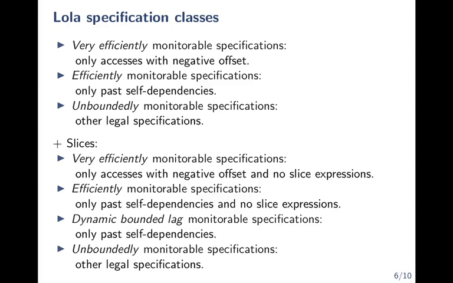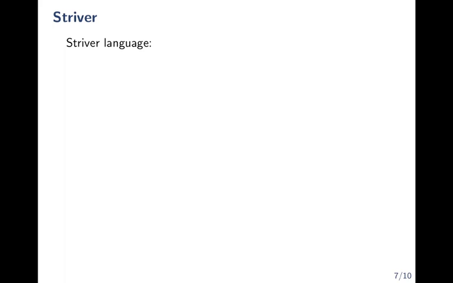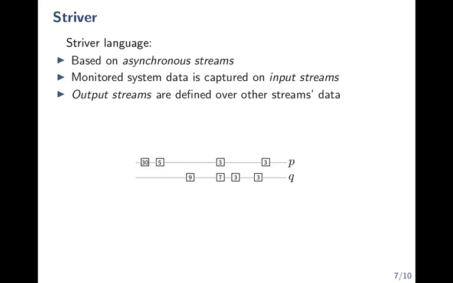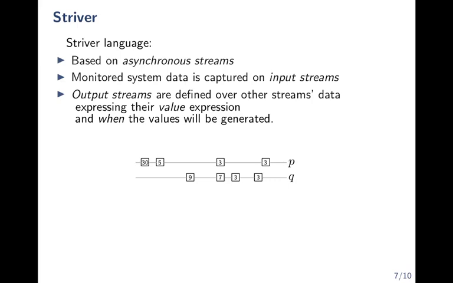Striver is a stream runtime verification language inspired by Lola and based on asynchronous streams, which are potentially infinite sequences of timestamped values. In Striver, we have to define the values of the output streams, but also the points at which an output stream will produce a value. Just like in Lola, the separation of data and temporal aspects is a main concern of Striver.